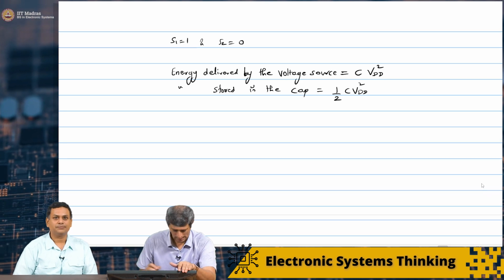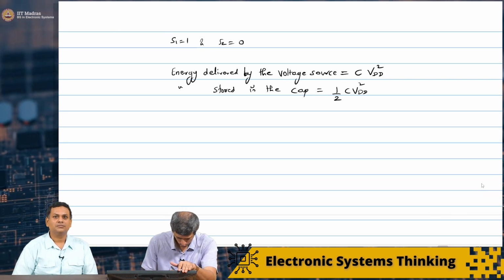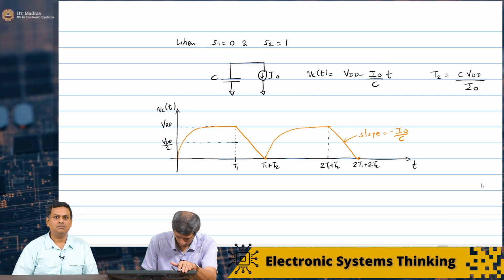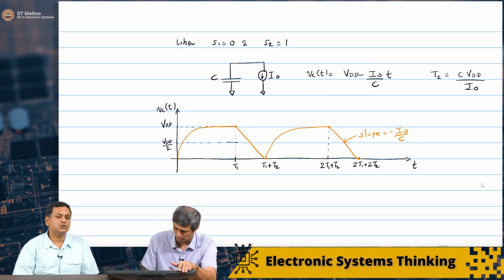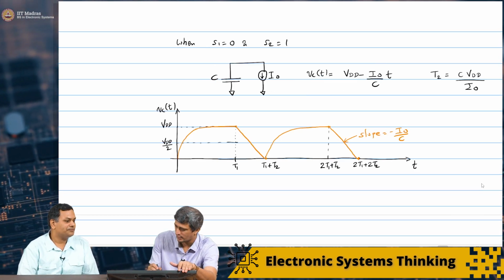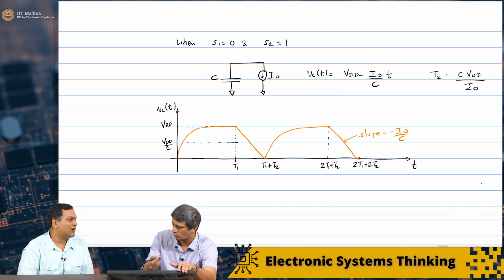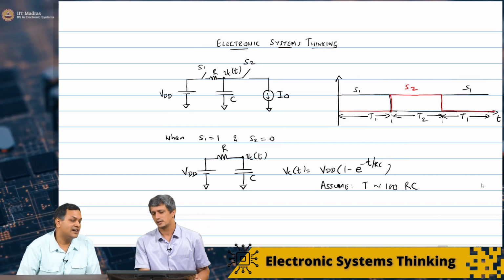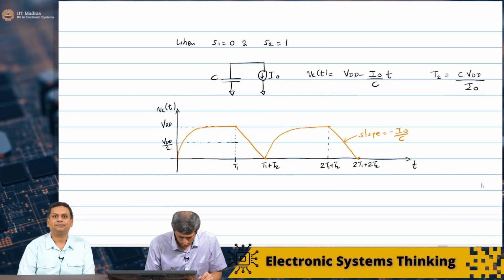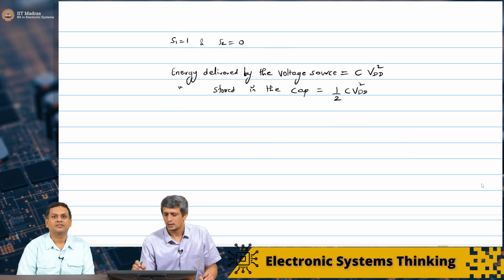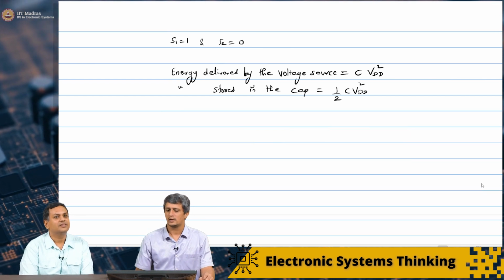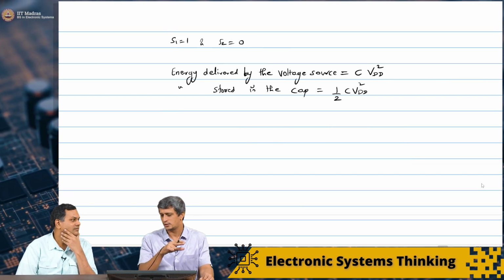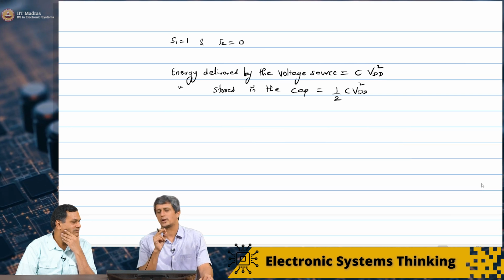Okay. And now what are we looking at? We are looking at, of course, the S2 remaining half. The remaining half C VDD squared we already saw is going to get discharged, dissipating through the resistor R, right?